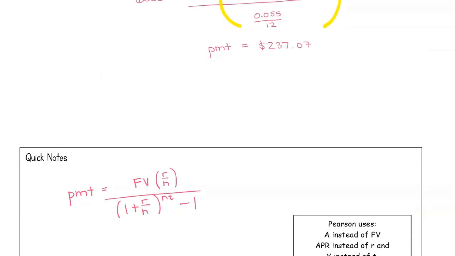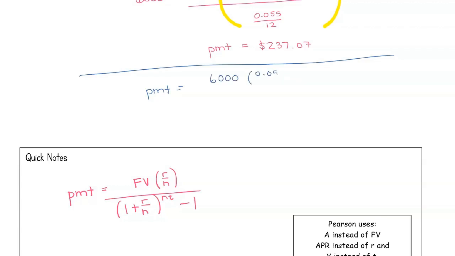I will get payment equals our FV, which is 6,000, times the rate all over little n, which is the number of compoundings, divided by 1 plus the rate over 12, all raised to the 12 times 2, minus 1. Now everything is on one side of the equation. I just put it in the calculator and I should get the exact same answer. If I don't get that exact same answer, then I've made an error along the way. So let's see this formula in action.